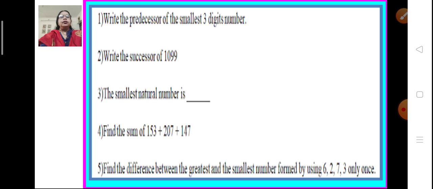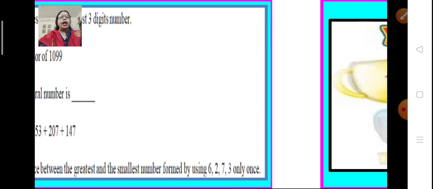Question number 3, the smallest natural number is dash. Which is the smallest natural number? Think about it and write the answer. Then fourth one, find the sum of 153 plus 207 plus 147. So arrange them suitably and find the sum. Question number 5, find the difference between the greatest and smallest numbers formed by using 6, 2, 7, 3 only once. We had discussed this also. So you do it on your own and practice.